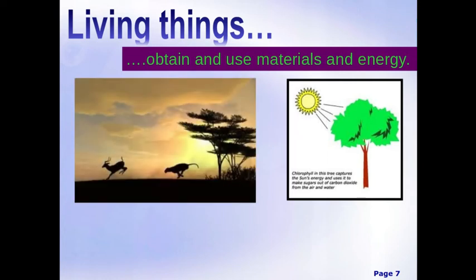Animals, on the other hand, are going to be in a more prey predator situation where they're going to hunt for their food or eat plants, depending on what type of animal they are. Or like a human, we're going to sit down and eat a sandwich or eat pizza or something to get our energy.